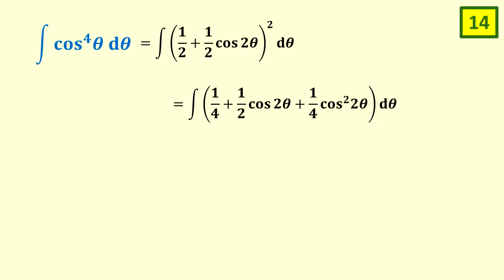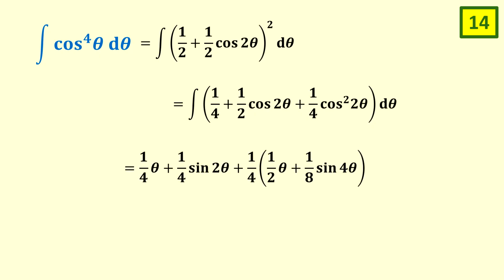A half squared is a quarter. Times the terms together and double it. So we do get a quarter, but then we're doubling it to get a half of cos 2 theta. And then the square of half cos 2 theta is a quarter cos squared 2 theta. And we've integrated each of these individual terms earlier.